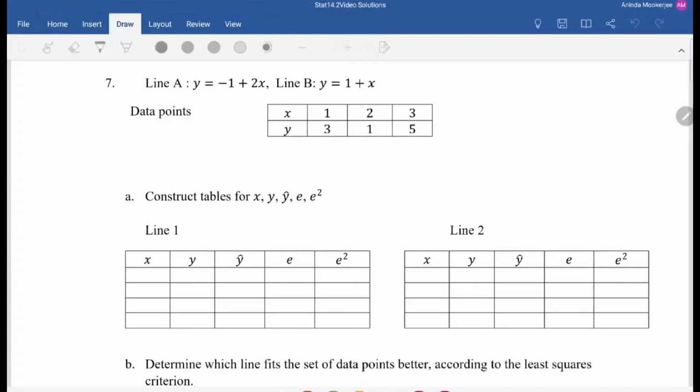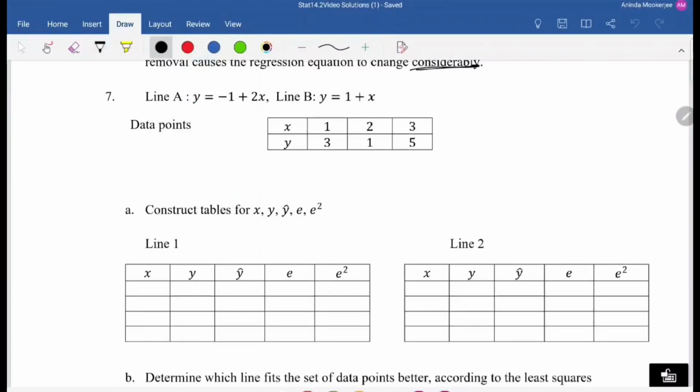So what is the equation for line 1? Let me write it down here. Line 1 has the equation y equals negative 1 plus 2x, and line 2 has the equation, but we can also call them A and B. The equation for line B is y equals 1 plus x, and we will need to use these equations to come up with the y hat values. y hat are predicted values that are obtained from the equation.